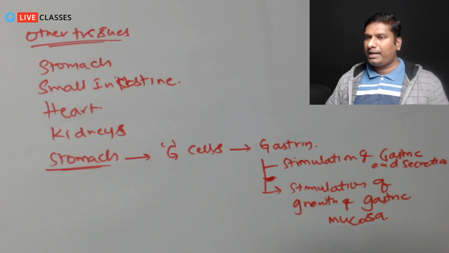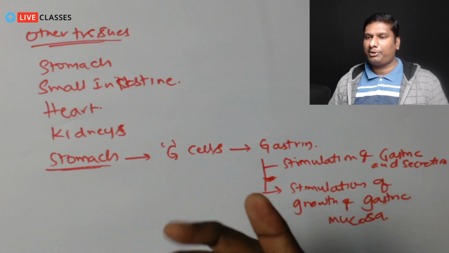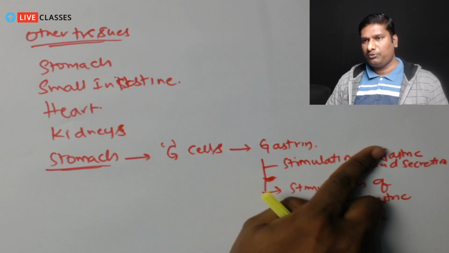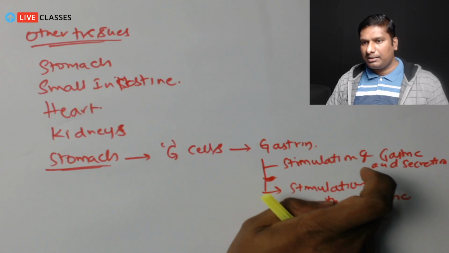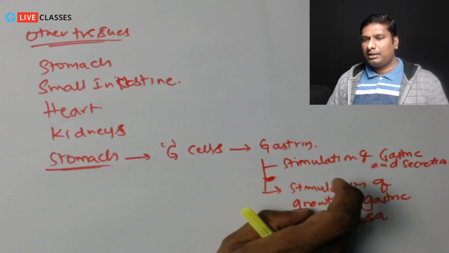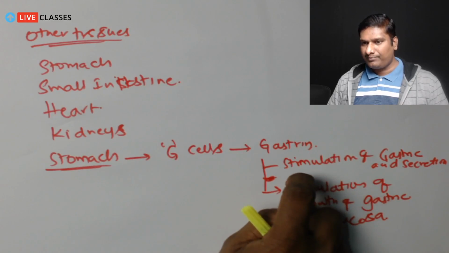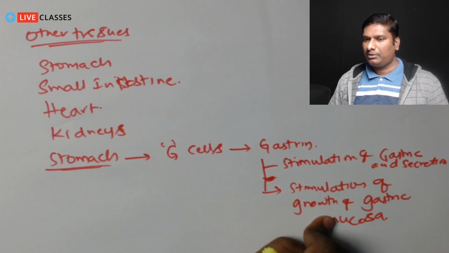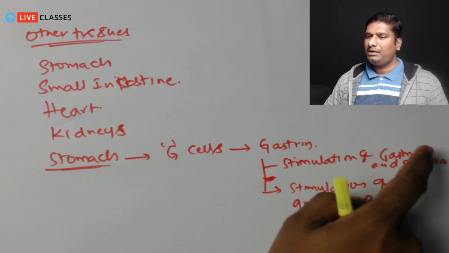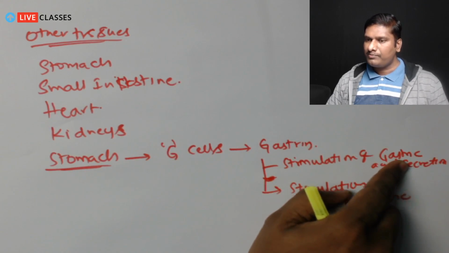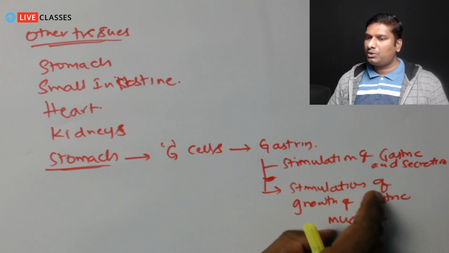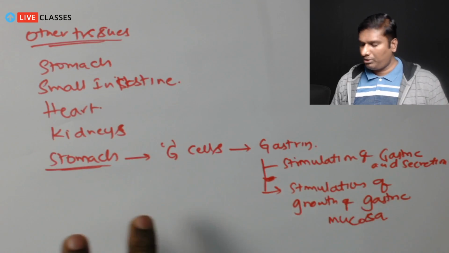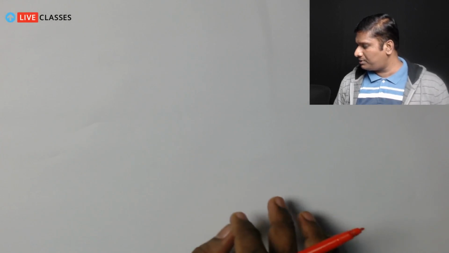The stomach needs to be protected. You need gastric acid secretion for the food, but the gastric acid can cause severe effects on your stomach lining. In order to prevent that, you have gastric mucosa. So gastrin not only stimulates the gastric acid secretion, it also ensures that the stomach is protected by stimulating the growth of more and more gastric mucosa. So that is the stomach tissue which is actually producing the gastrin hormone.